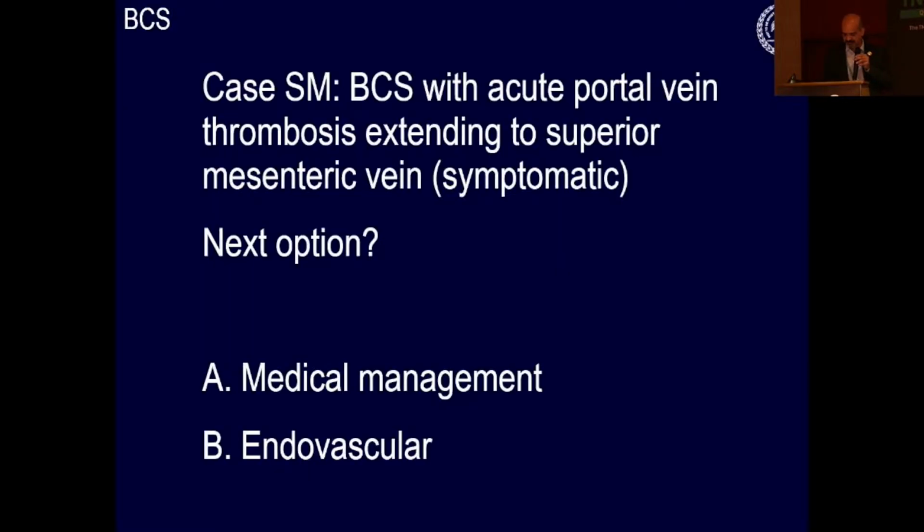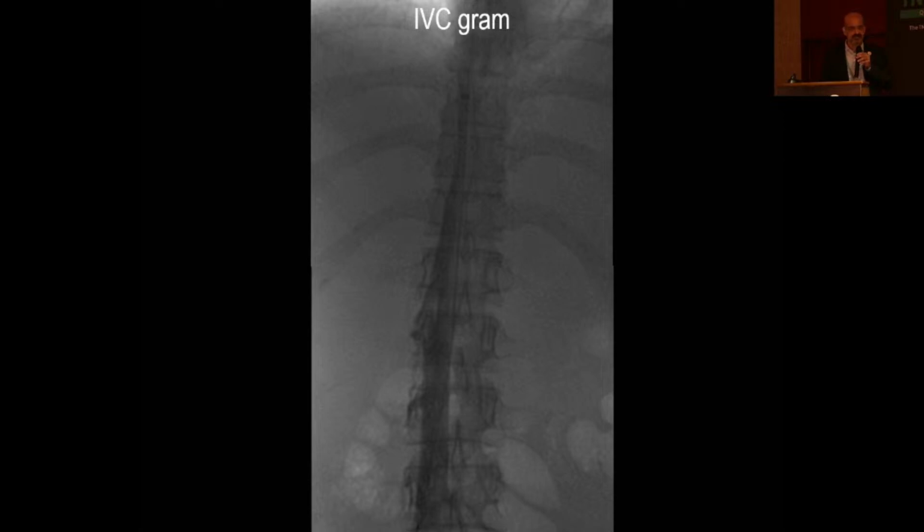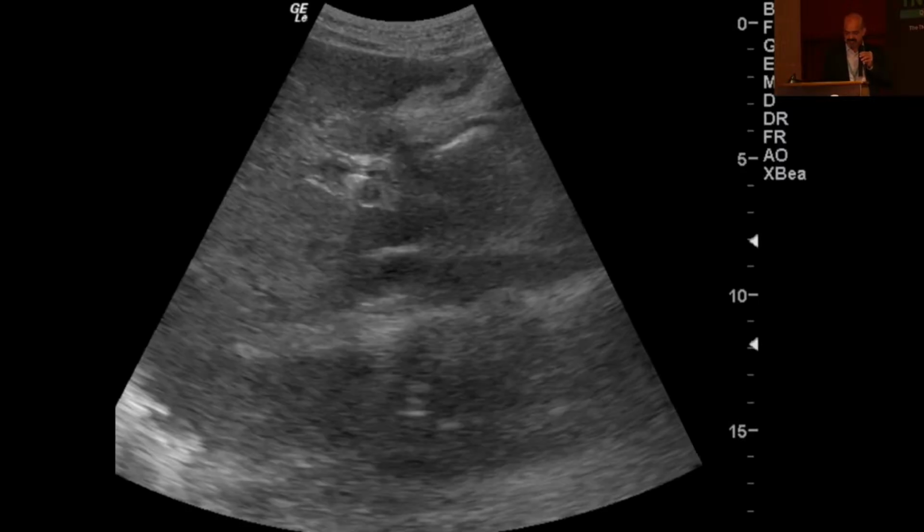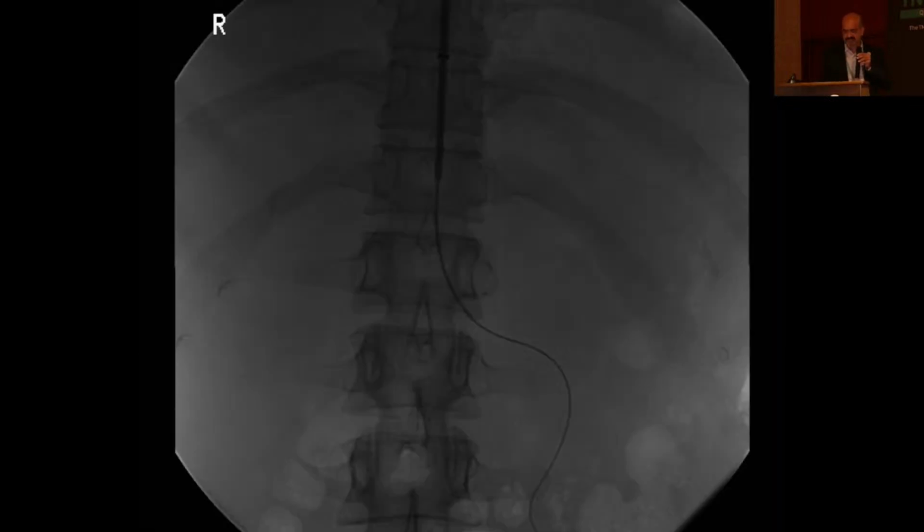So we have gone ahead with the IVC gram. IVC is patent. Again, you can see the liver size is very large. We have taken a catheter here. We have punctured the portal vein. Remember, this puncturing of the portal vein is possible only if you are using ultrasound guidance. We do a transabdominal ultrasound, which is easier and cheaper. When we hit this thrombosed portal vein, we can see the tip of the needle on the ultrasound. But when you aspirate, there will not be any blood because it is filled with thrombus. So we go only by ultrasound guidance.